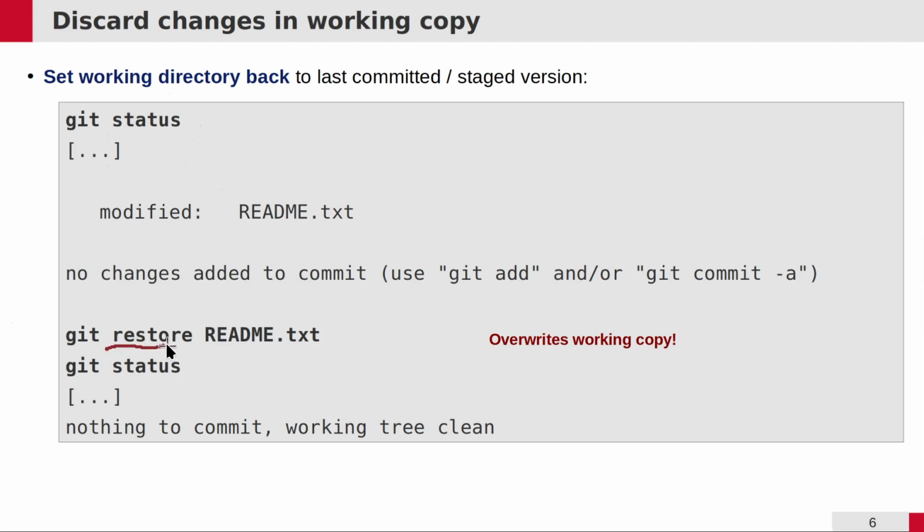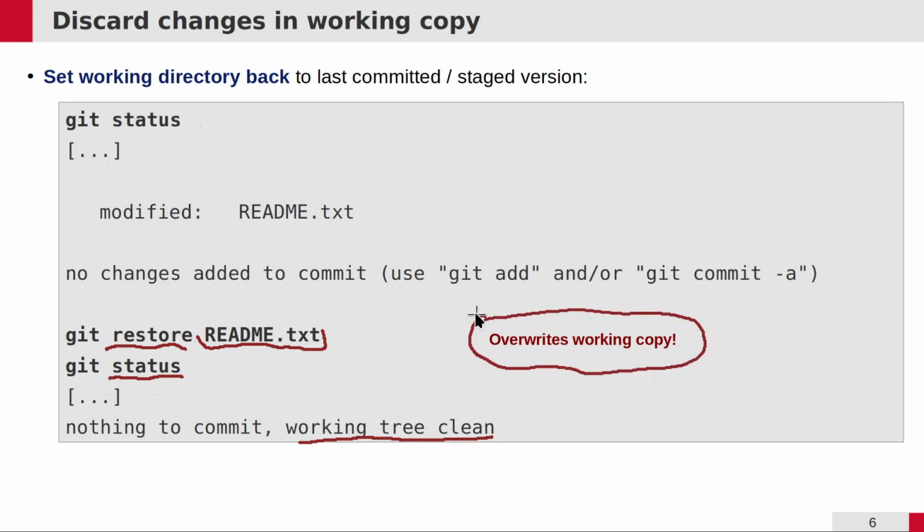Then you can use the git restore command, and you can pass to it a file or a directory, and then it will restore the file or the content of that directory according to the last commit in the repository. So you see, after I have issued git restore, git status says that the working tree is clean. That means the working tree is exactly in the same state as the project in the last commit. You have to be very careful with git restore because it's not asking any question. It immediately overrides the working copy. So be careful with that command.